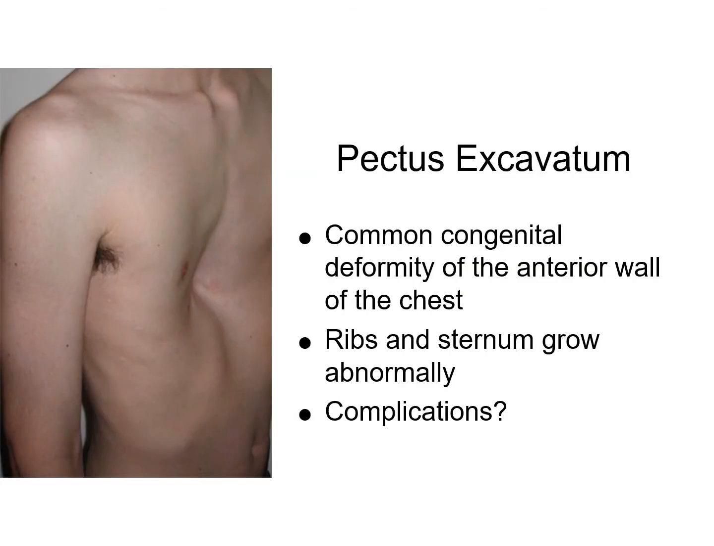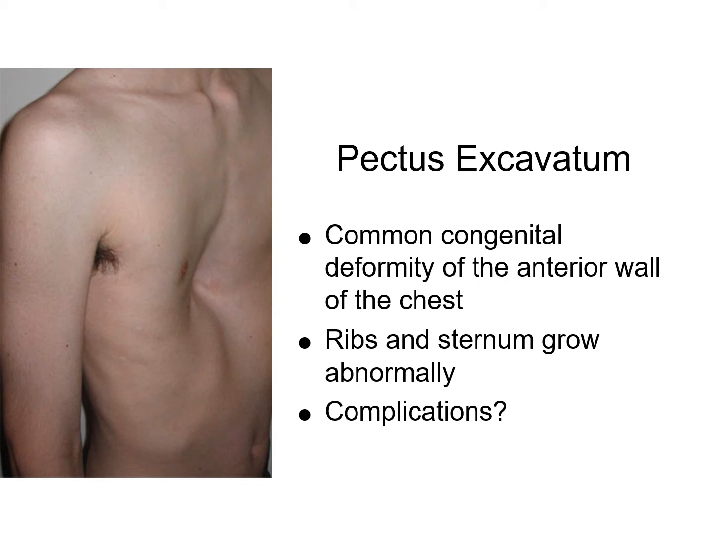Another pathology I want you guys to be familiar with is known as pectus excavatum, or the caved-in chest. This is a common congenital deformity of the anterior wall of the chest, where several ribs and the sternum are growing abnormally. And as you can see from the picture here, this produces this caved-in or sunken appearance of the chest.